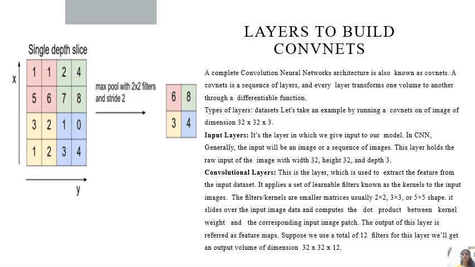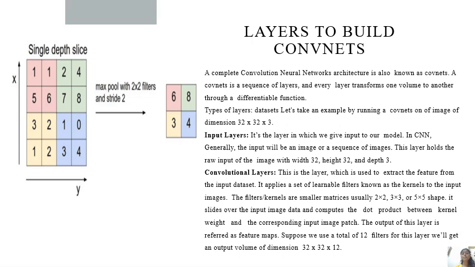Layers used to build ConvNets. A complete convolutional neural network architecture is also known as a ConvNet. A ConvNet is a sequence of layers, and every layer transforms one volume to another through a differentiable function. Types of layers: let's take an example by running a ConvNet on an image of dimension 32 cross 32 cross 3. Input layer. It's the layer in which we give input to our model.